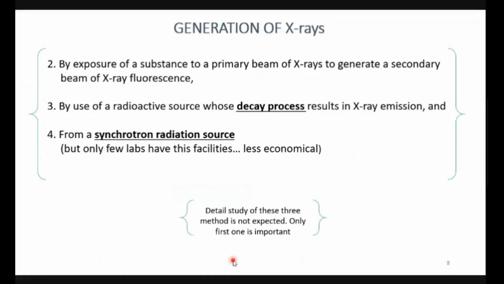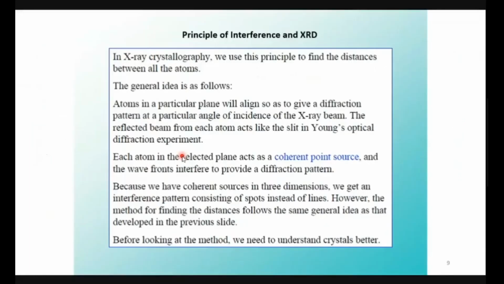Then by use of radioactive source whose decay process results in X-ray emission. So it is also a secondary process, like the decay process will emit gamma rays. Those gamma rays, when released from nucleus, they bump into the innermost orbitals of the atoms, and that energy is acquired by that electron, and then that electron emits X-ray. Then from synchrotron radiation source. Now this is very costly and very few labs have this facility. In your syllabus, you have only the first one to be studied in detail.